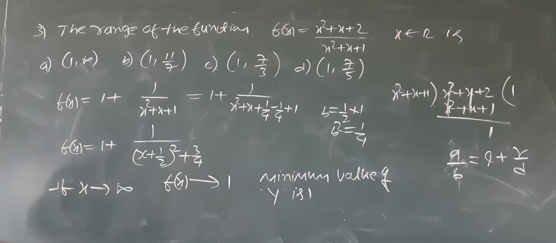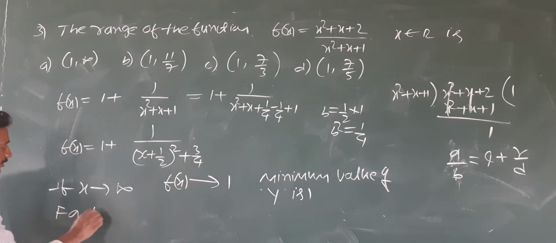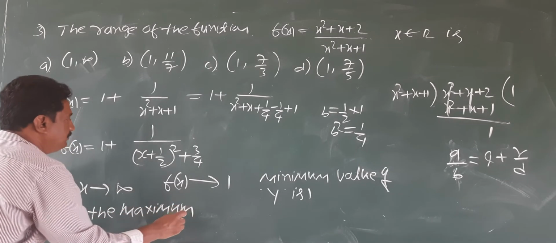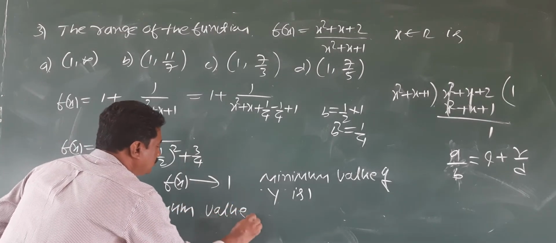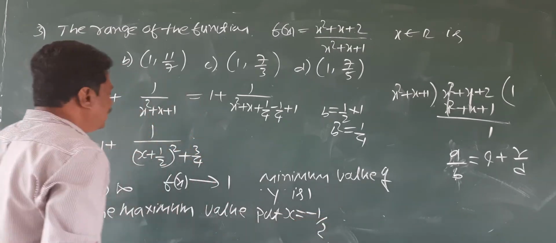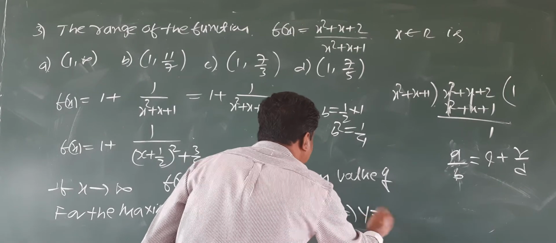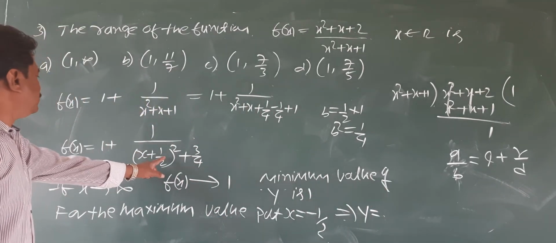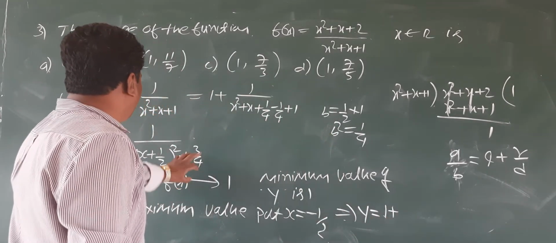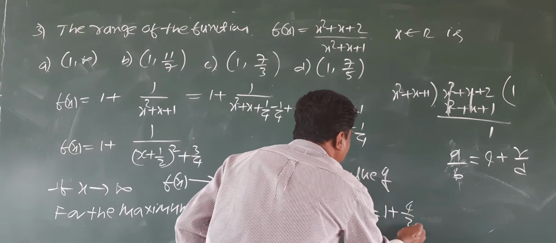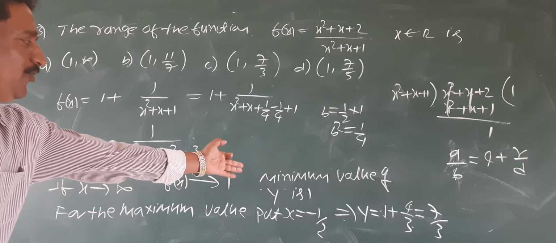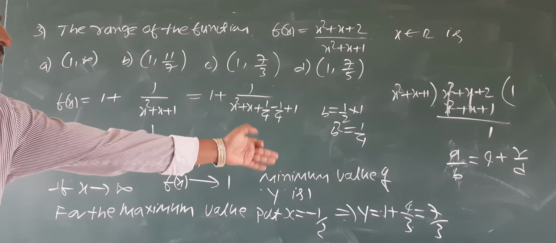For the maximum value, put x is equal to minus 1 by 2. So you get the y value, that implies y is equal to 1 plus 3 by 4 by 3, that is 3 plus 4, 7 by 3. So tell me, minimum value of y is 1, maximum value is 7 by 3.